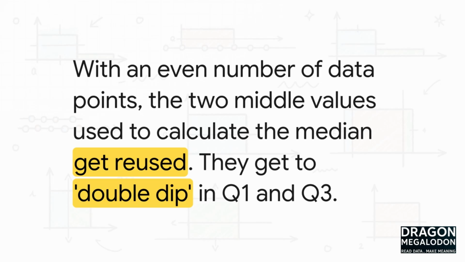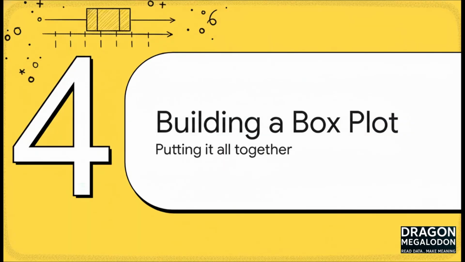Oh, and here's a quick little rule to keep in your back pocket. If you happen to have an even number of data points, your median is the average of the 2 middle numbers. Well, in that case, those 2 numbers get to double dip. One gets included in the lower half when you're finding Q1, and the other gets included in the upper half for Q3.